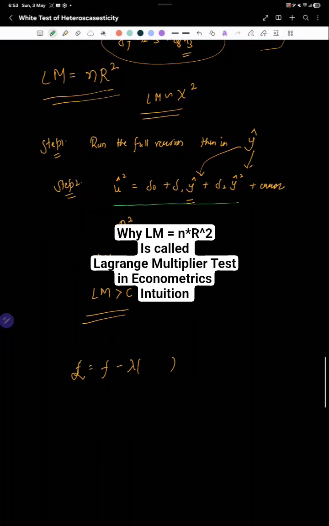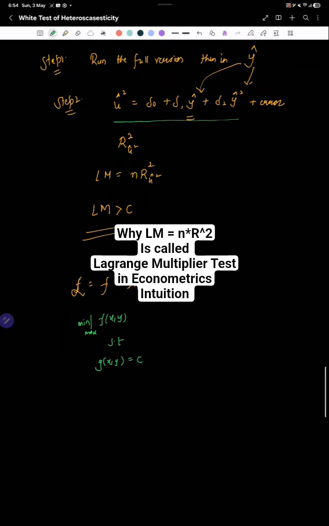In mathematics, we set up the Lagrange for a problem like this. Suppose we are minimizing or maximizing a certain function subject to a constraint, suppose like this. Then we set the Lagrange. You may write lambda in plus form, but eventually the idea is the same. Then we see the first order conditions and so on, but let's not go towards that.